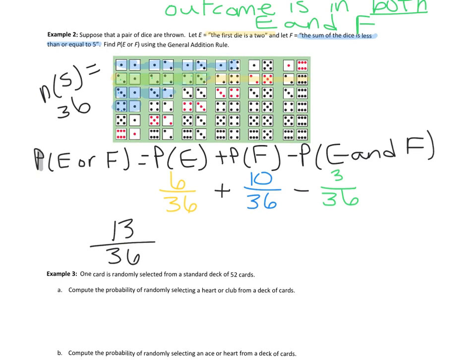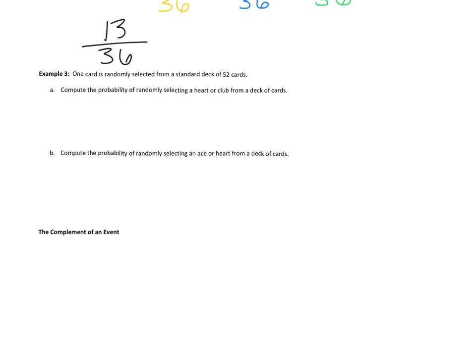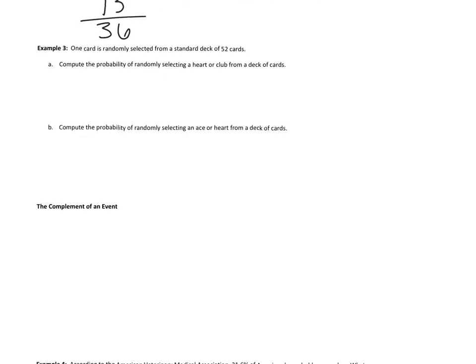All right, let's look at another example now. This one has to do with the deck of cards. If you're not familiar with the deck of cards, there is a chart in your textbook that shows all 4 suits with all 13 cards in them. Example 3 says 1 card is randomly selected from a standard deck of 52 cards, and we want to compute the probability of randomly selecting a heart or club from a deck of cards.